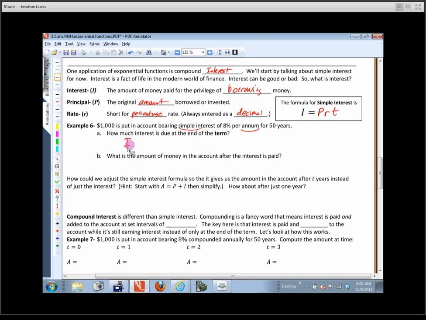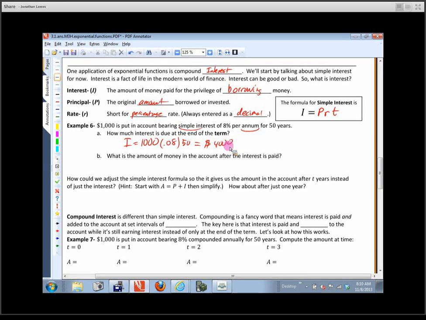The interest in the account at the end of those 50 years is going to be the principal, 1,000, times the interest rate. What's our interest rate? 8%, so 0.08. Remember, we use it as a decimal. And how much time? 50 years, so times by 50. Now, if you throw that into your calculator, go ahead and do that. 1,000 times 0.08 times 50. Well, this is pretty cool. How much money is that? $4,000. So we earn $4,000 in interest.